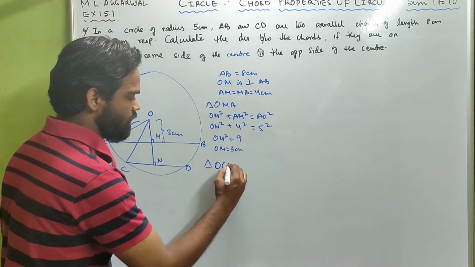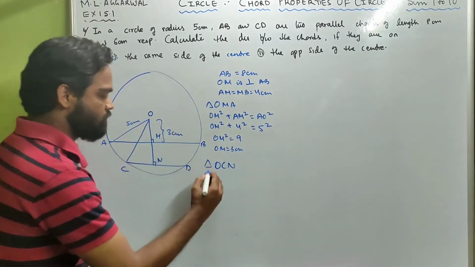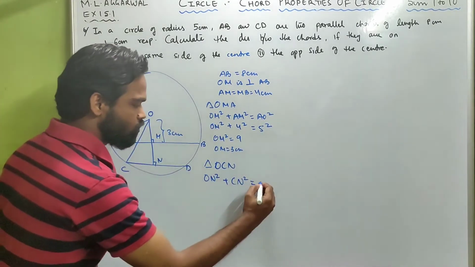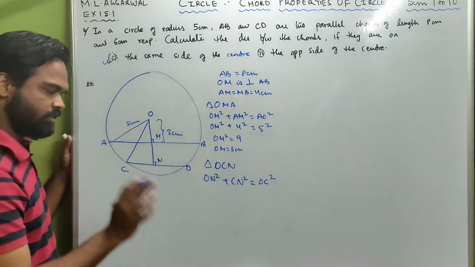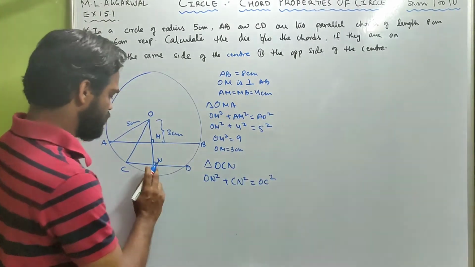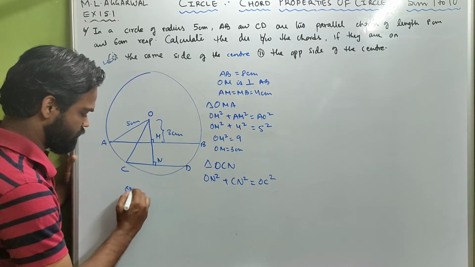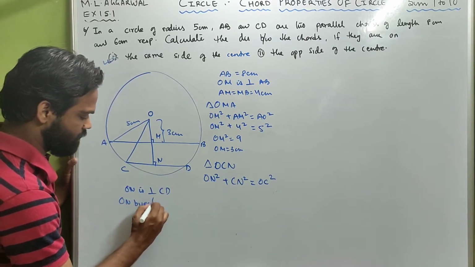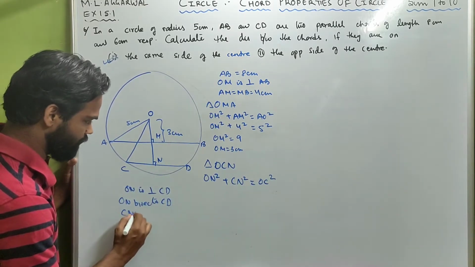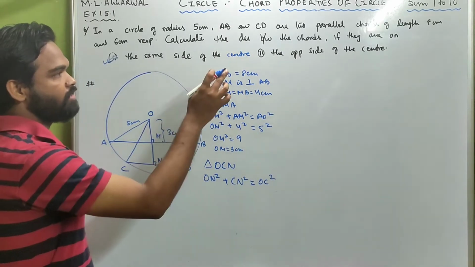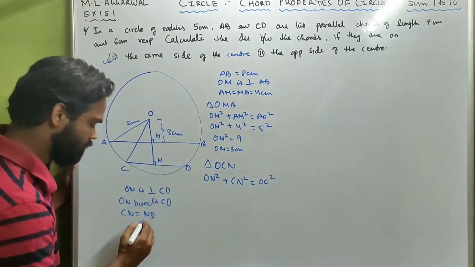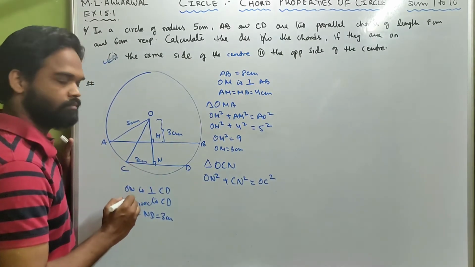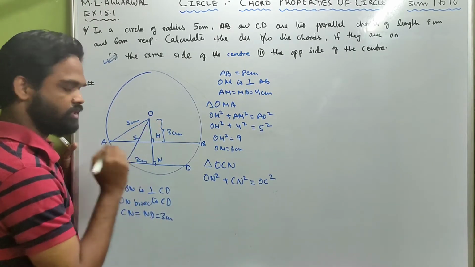Triangle OCN. Over here, ON square plus CN square is equal to OC square, isn't it? And in this case also, first of all, see, ON is perpendicular to CD, which means ON bisects CD, which means CN equals ND. And CD is how much? 6 centimeter, the second chord. So this will be 3 centimeter each. So this is 3 centimeter. This is 5 centimeter OC.